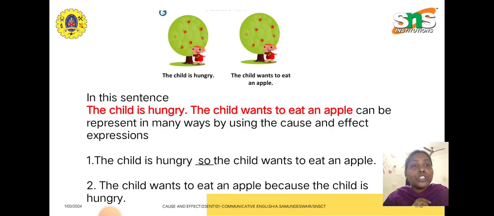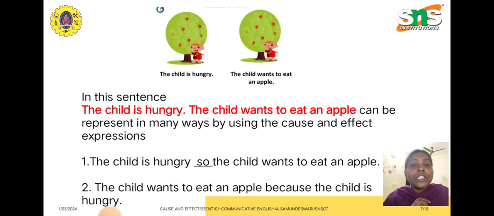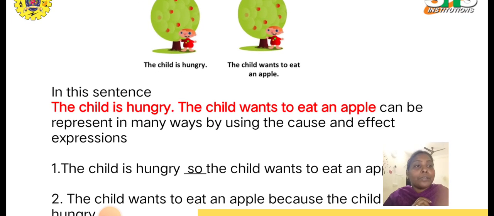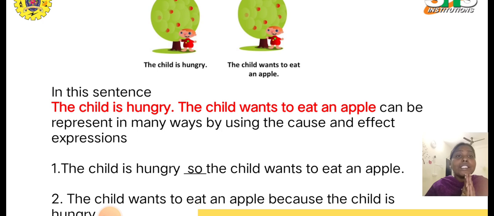Next we are going to see another example by using some other terms, such as the child is hungry, the child wants to eat an apple. In this sentence the cause is clear as well as the effect. As I told you, just remember it. If you want to state the effect first, use it first. So the child wants to eat an apple because the child is hungry. Or else if you go with the flow of the sentence as it is given, the child is hungry, so the child wants to eat an apple.